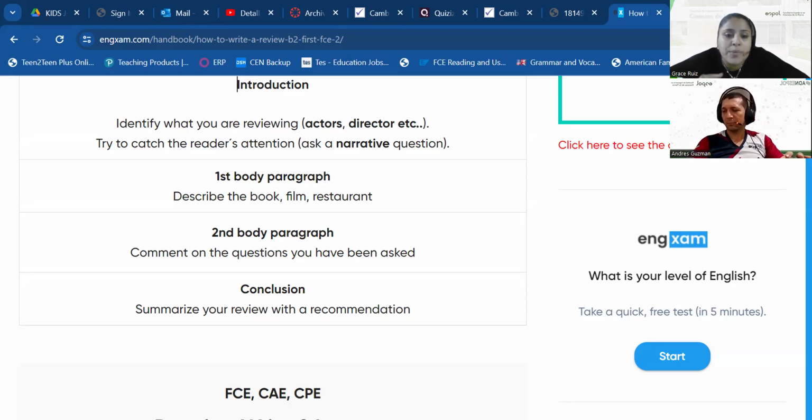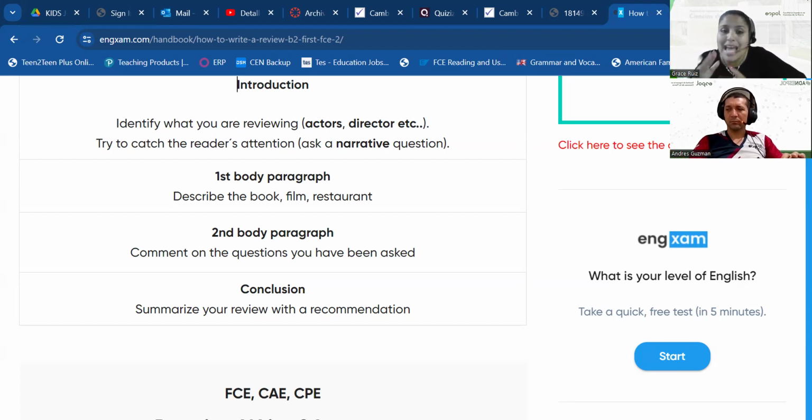In the first body paragraph, you're going to describe the book. So you remember that you have to describe and then you also have to discuss. No? So you're going to describe, and then in the second paragraph, you're going to comment on the questions that you have asked. So in the second paragraph, you are going to discuss what are the best things that you saw, maybe what things could be better. And then finally, in the conclusion, you're going to summarize your review with a recommendation.